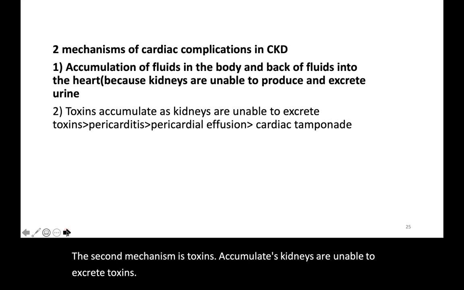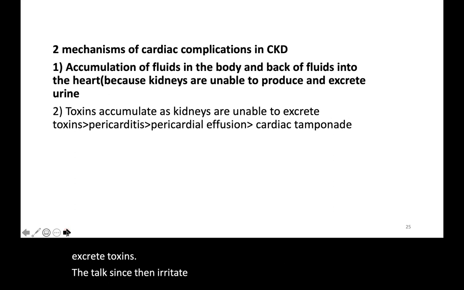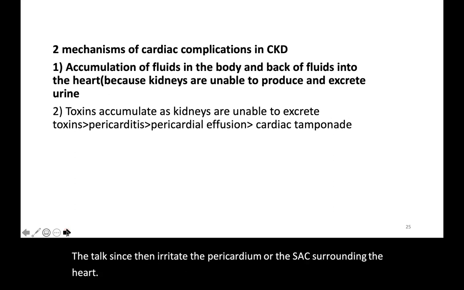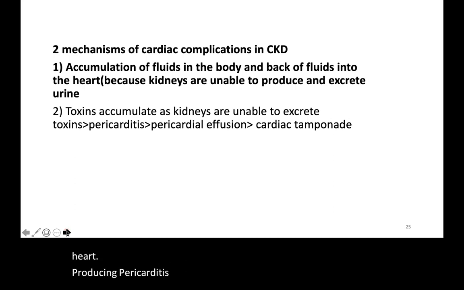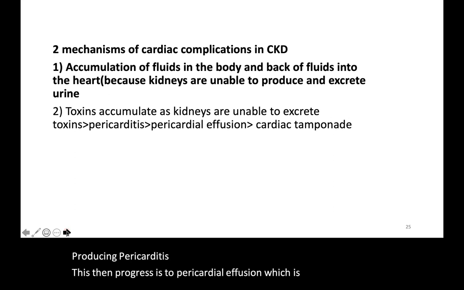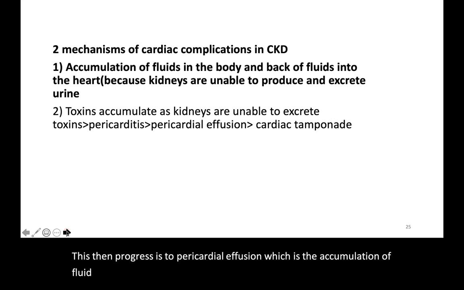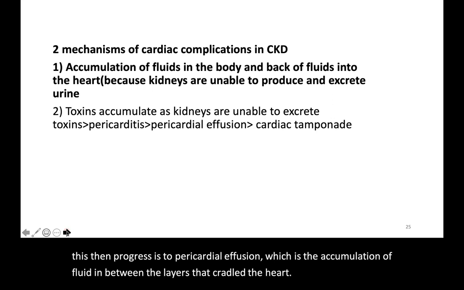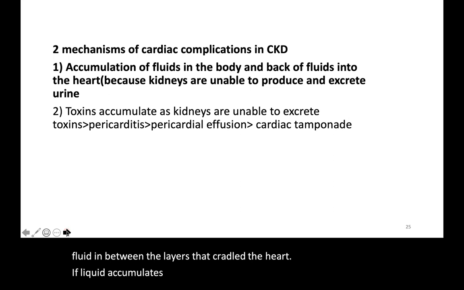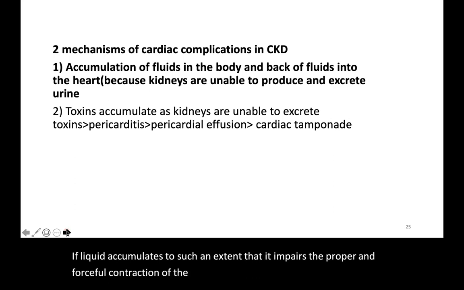The toxins then irritate the pericardium or the sac surrounding the heart, producing pericarditis. This then progresses to pericardial effusion, which is the accumulation of fluid in between the layers that cradle the heart. If liquid accumulates to such an extent that it impairs the proper and forceful contraction of the heart, this is cardiac tamponade.